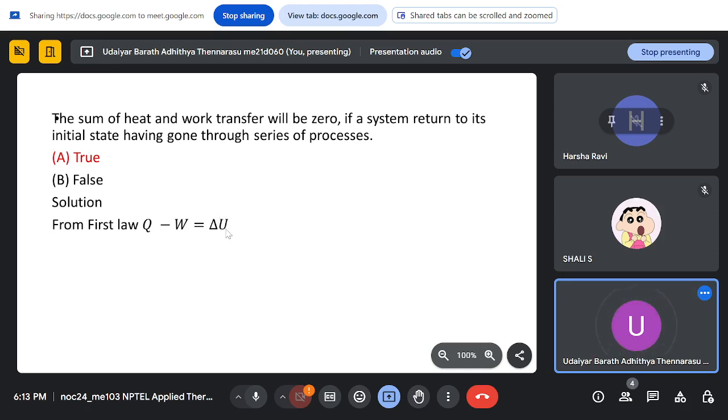That is basically the definition of the first law, and internal energy, this is for a process. So in a cyclic process, the initial and final state are the same. So internal energy being a state property will also become 0. So the net heat transfer will be equal to the net work transfer.